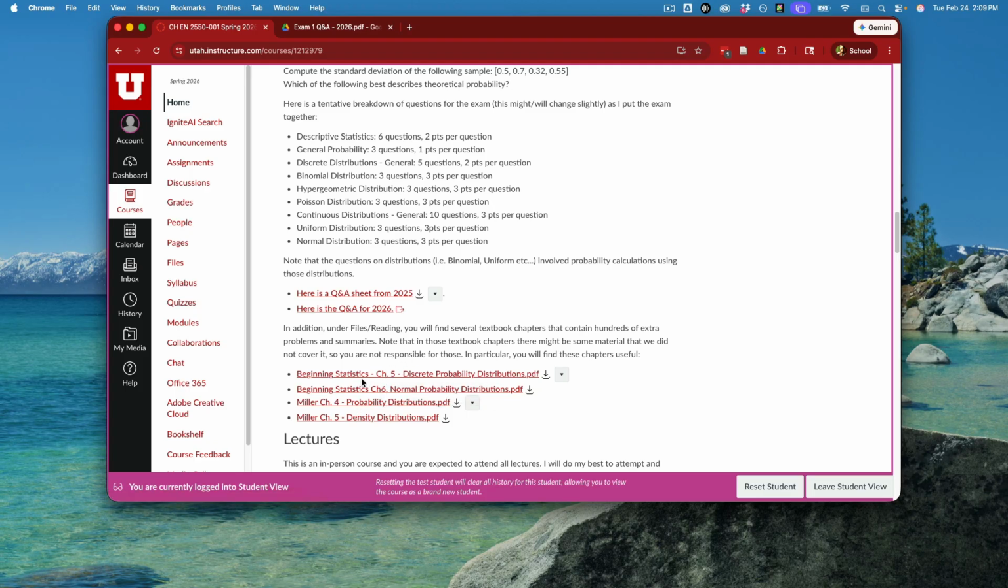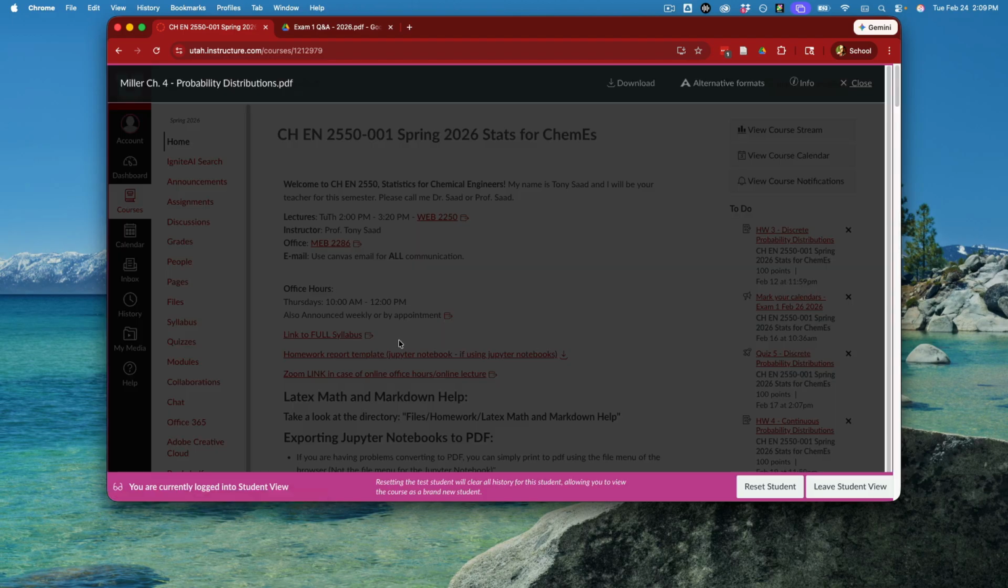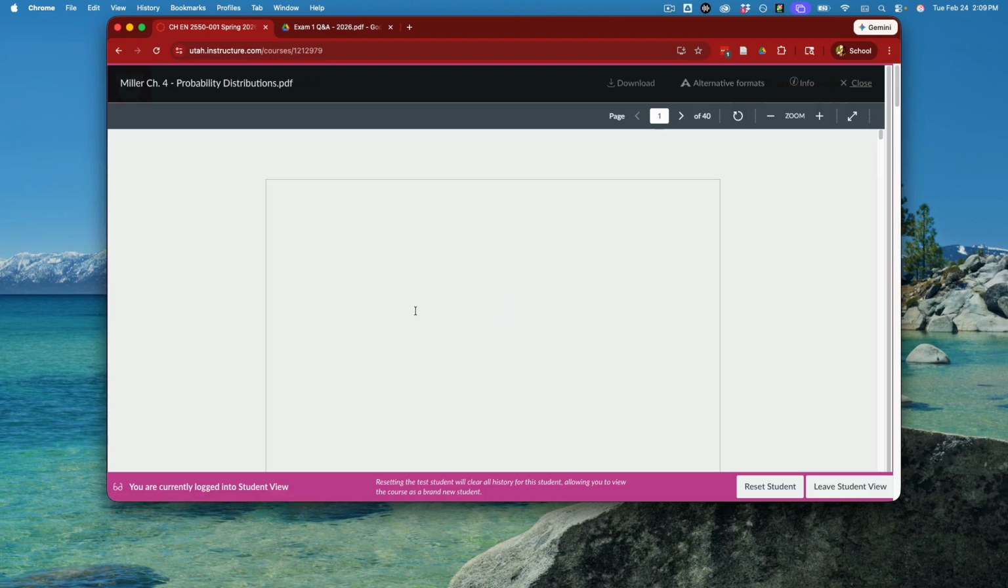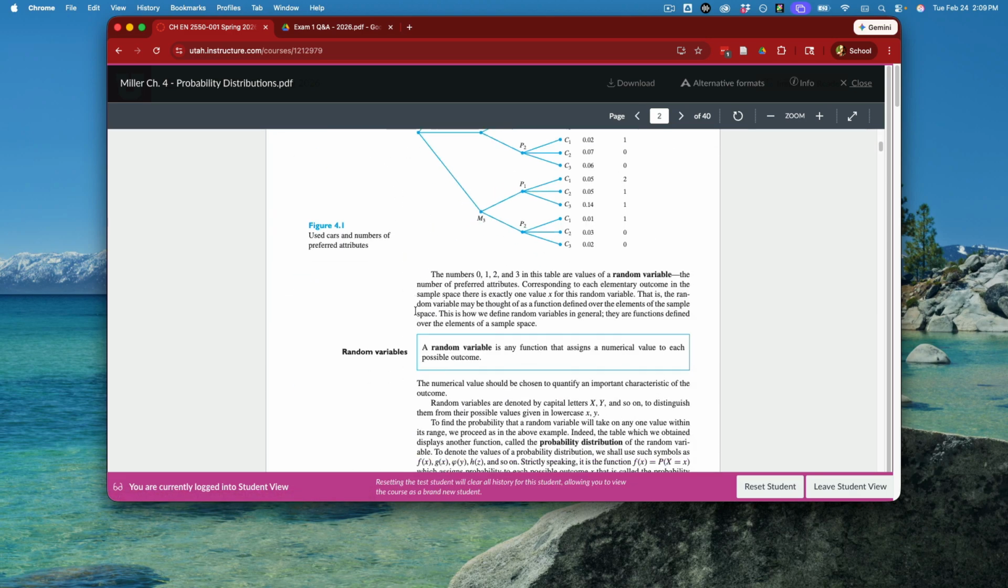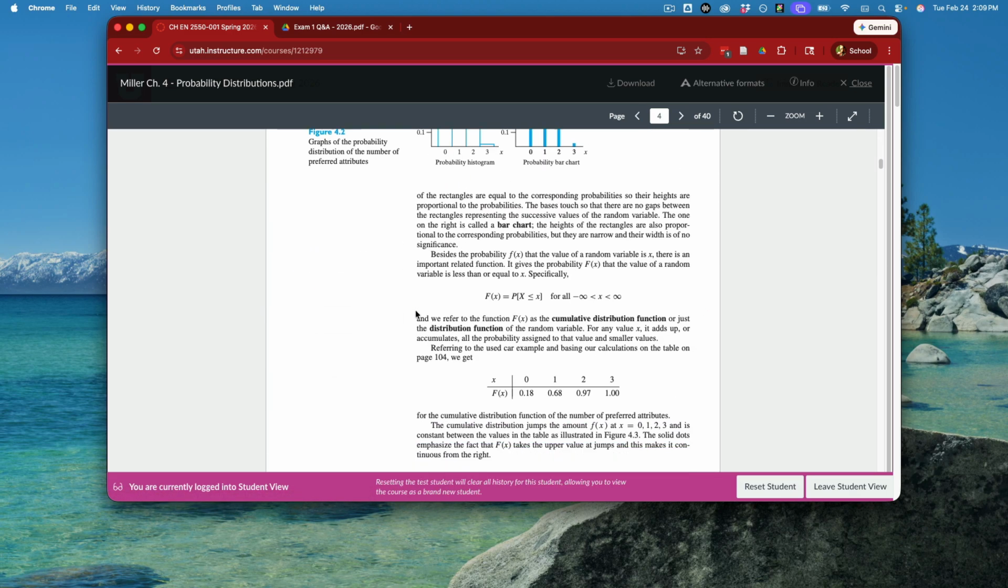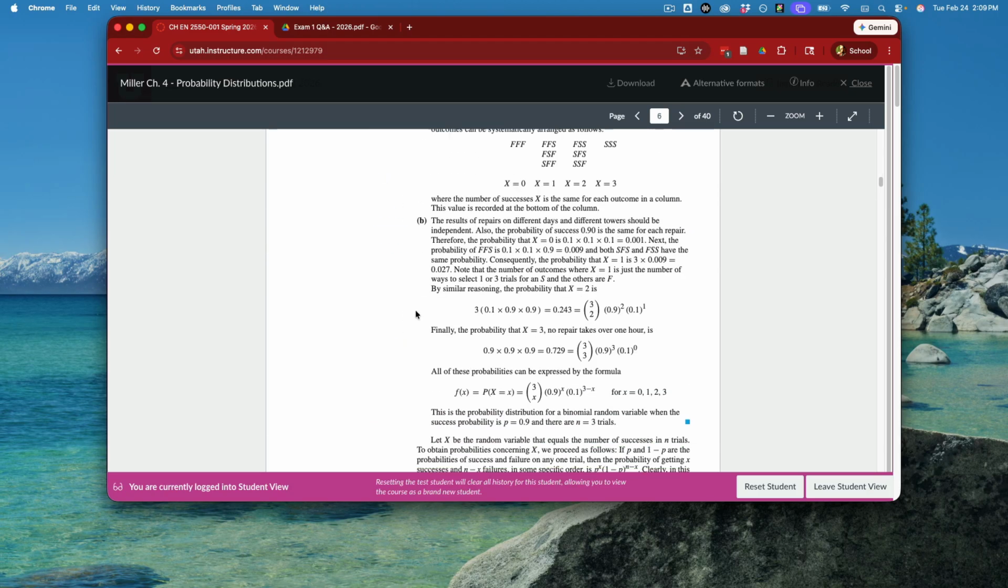Those are chapters from 2 textbooks: Beginning Statistics, chapters 5 and 6, and Miller's textbook, Statistics and Probability for Engineers, chapters 4 and 5. They have a lot of the discussion. I base my learning and my slides off of some of the material in there. If you look at this chapter, for example, it's a really high quality PDF. It talks about general probability distributions and random variables, and gives you a different perspective of things.